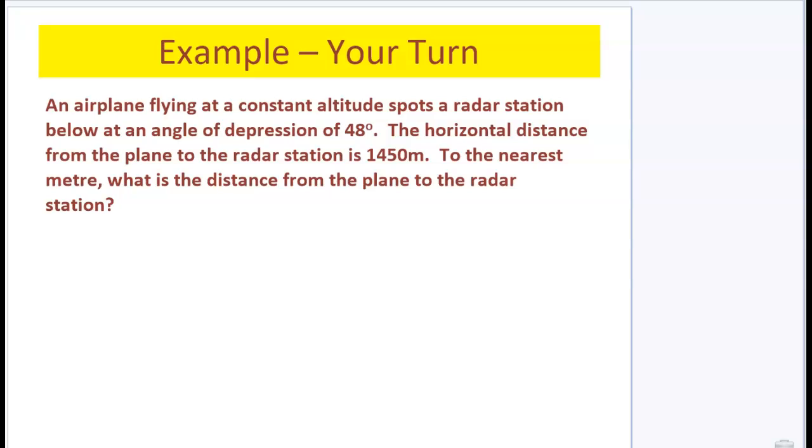Okay, in this question, we have an airplane flying at a constant altitude that spots a radar station below at an angle of depression. So this is a new concept, this angle of depression, at 48 degrees. The horizontal distance from the plane to the radar station is 1,450 meters. To the nearest meter, what is the distance from the plane to the radar station?